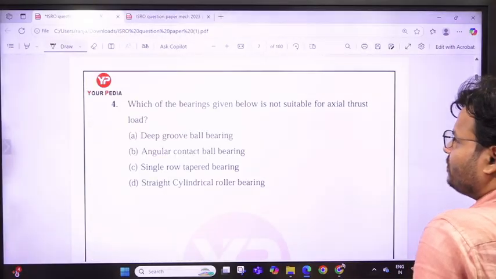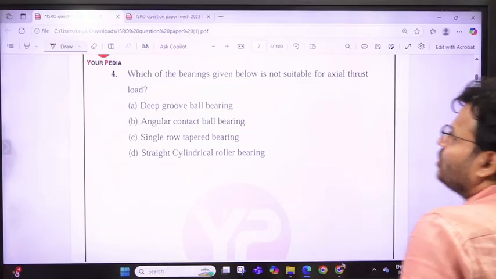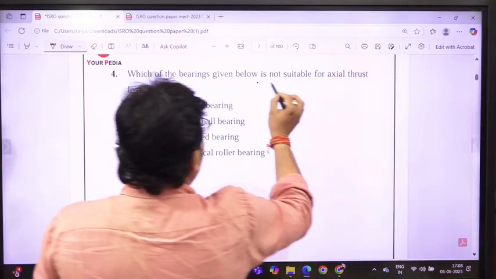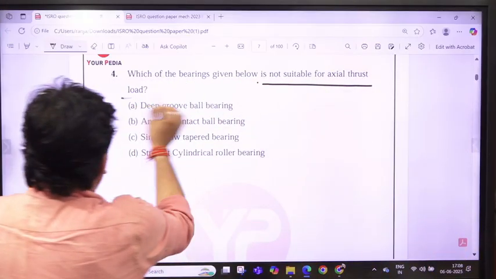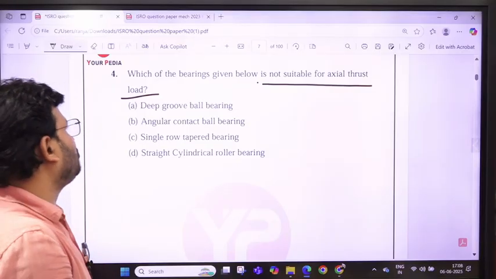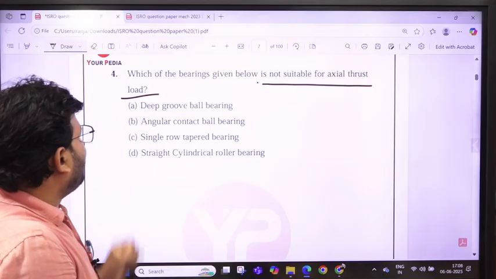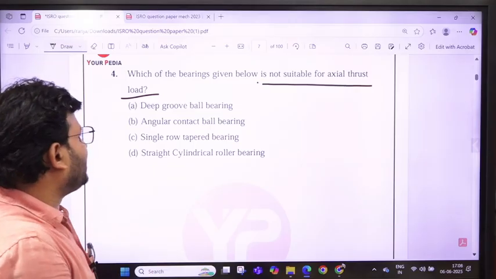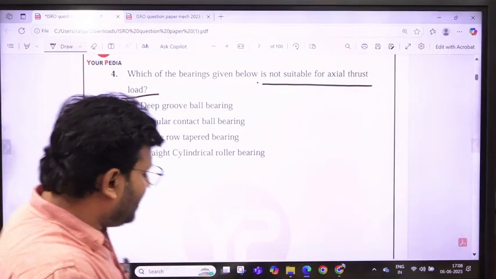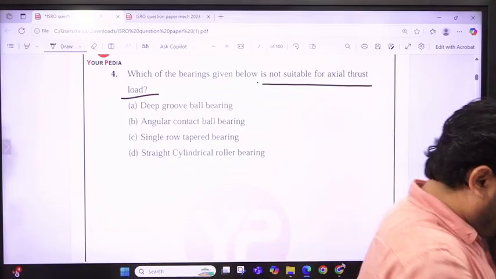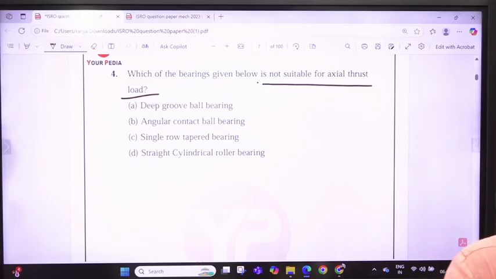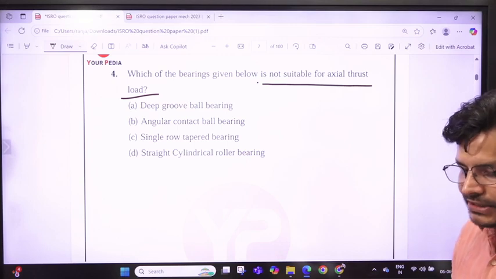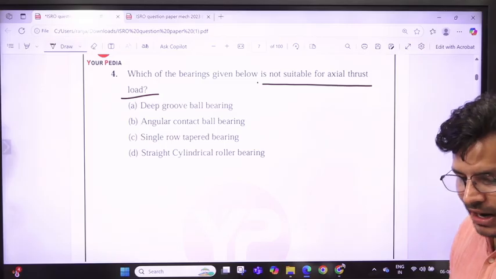Coming to the next question. That is the next question. Which of the bearings given below is not suitable for axial thrust load? Axial thrust load, which one is not suitable? And you have the options: deep groove ball bearing, angular contact ball bearing, single row tapered bearing, and option D is what, my dear friends? Simply we can see, sir, option D is given here, a straight cylindrical roller bearing, right? So what you have to do, my dear friends?